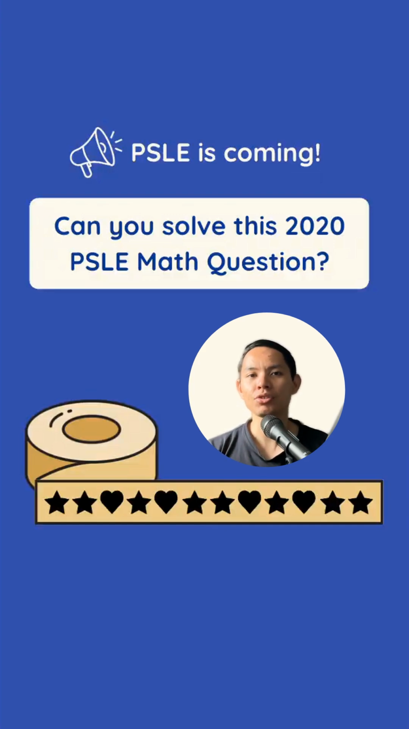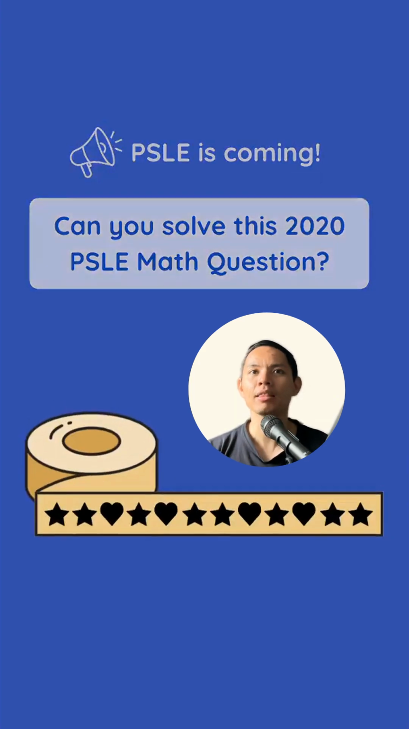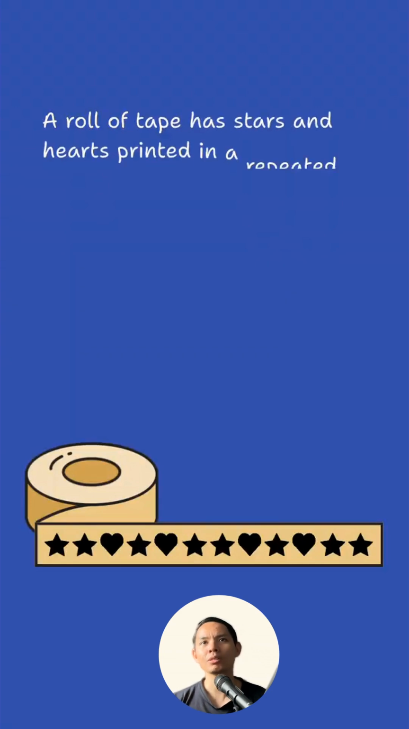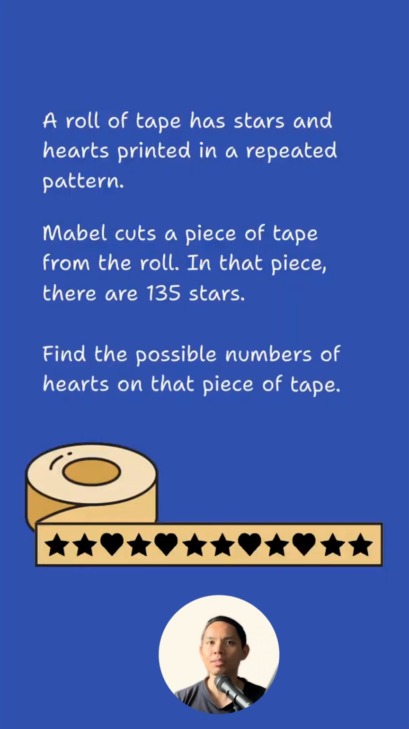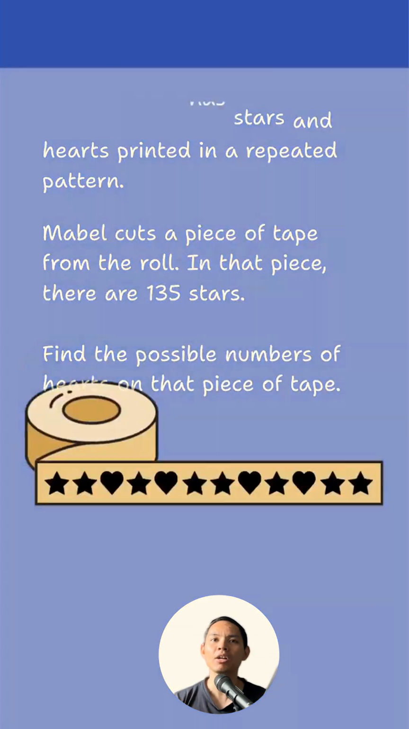PSLE is coming. Can you solve this 2020 PSLE math question? The question goes: a roll of tape has stars and hearts printed in a repeated pattern. Mabel cuts a piece of tape from the roll. In that piece, there are 135 stars. Find the possible numbers of hearts in that piece of tape.